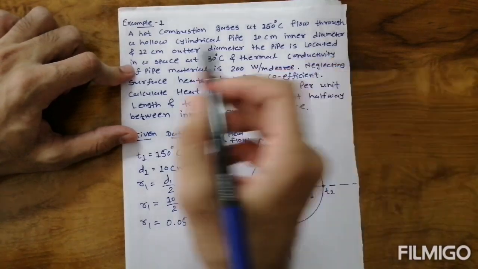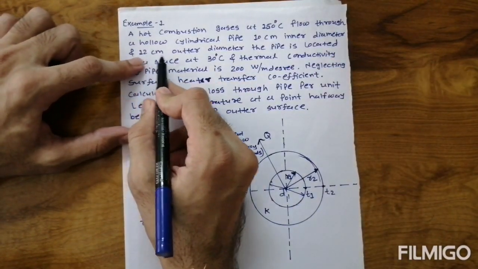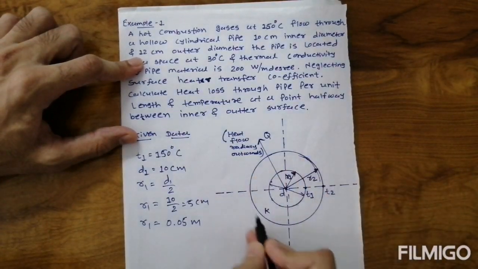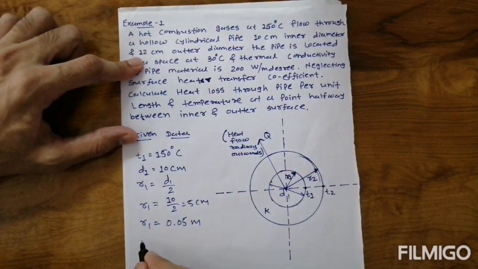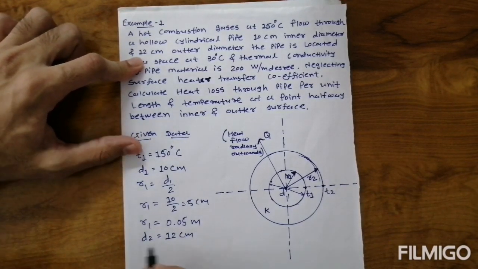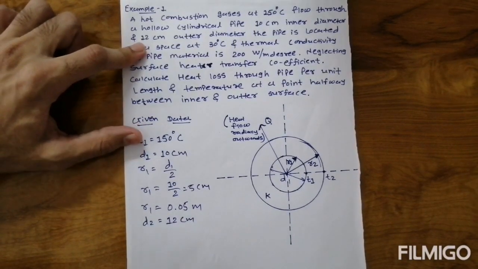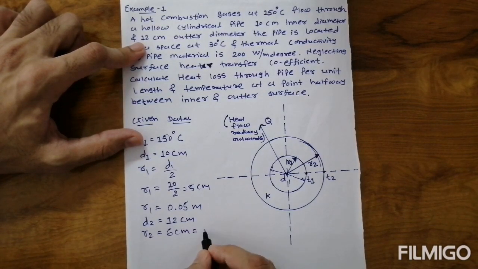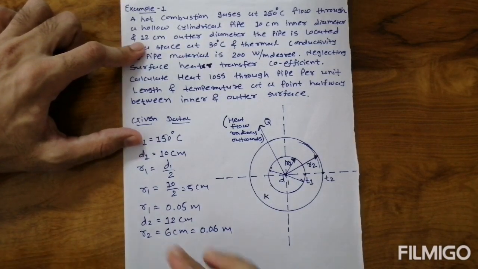Now the outer diameter is 12 centimeter. How much is given? 12 centimeter. So D2 is equal to 12 centimeter. Now in a similar way the radius will be considered, so R2 is equal to 12 by 2, so it will be 6 centimeter, and after converting into meter, it will be 0.06 meter. Okay, so R1 is over, R2 is over.